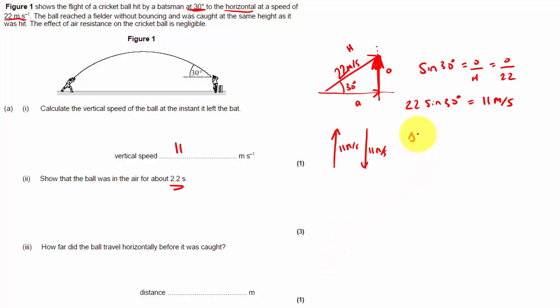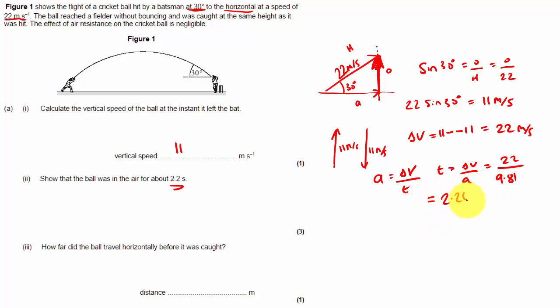So the change in velocity would be 11 meters per second minus negative 11 meters per second, which gives us a change of 22 meters per second. I can just use the standard acceleration equals delta v over t formula, rearrange for t, so t equals delta v over a. The change in velocity is 22, and 9.81 is acceleration due to gravity. Calculating this gets me 2.24 seconds and some bits and pieces.